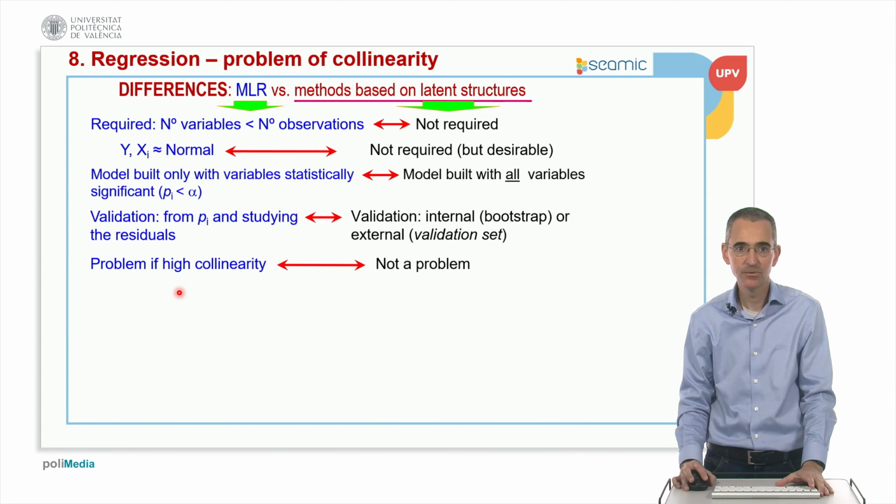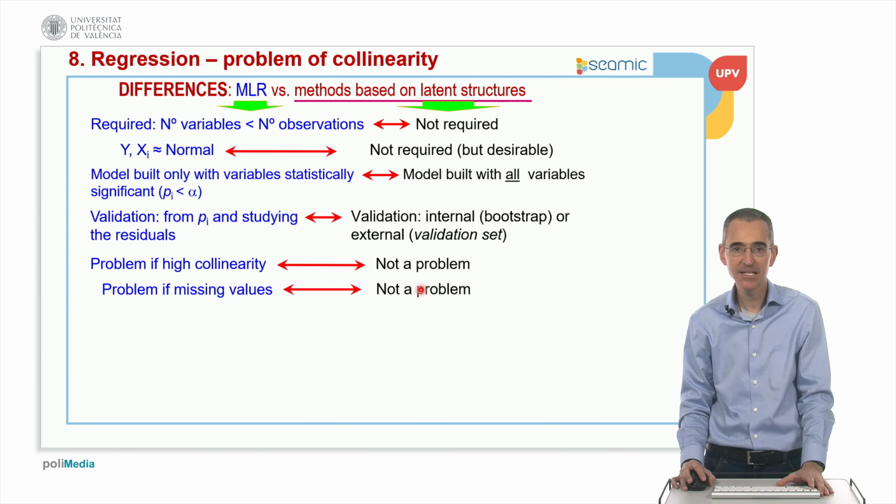Well, as I have explained, linear regression has a problem in the case of high collinearity. But actually, with methods based on latent structure, this is not a problem at all. So this is a main advantage. Again, a problem with missing values, but it's not a problem in these new kinds of methods. So this is really an advantage.